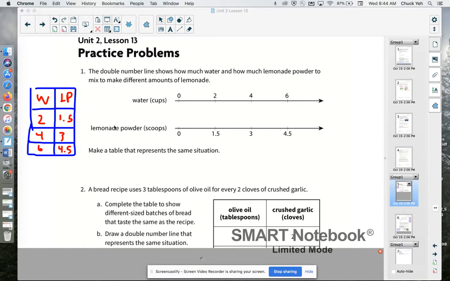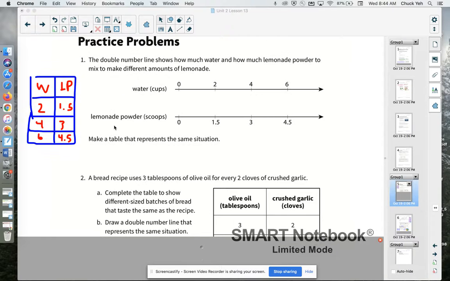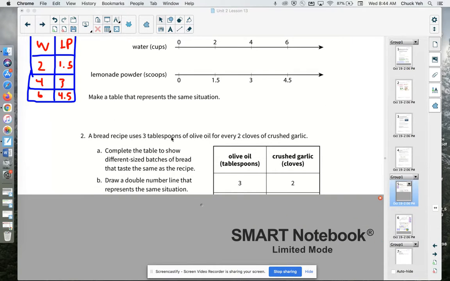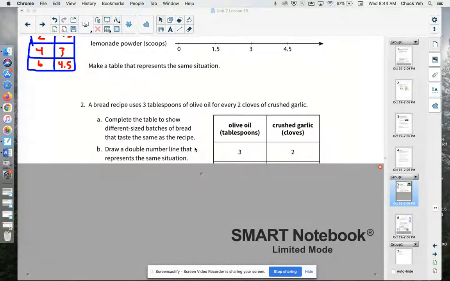This is lesson 13 practice problems. I'm going to go over the answers for 2, 3, and 4. That was homework from last night. Our bread recipe uses 3 tablespoons of olive oil for 2 cloves of crushed garlic.